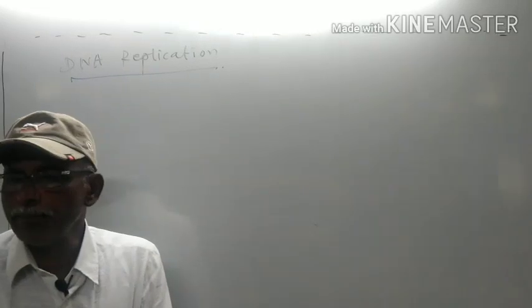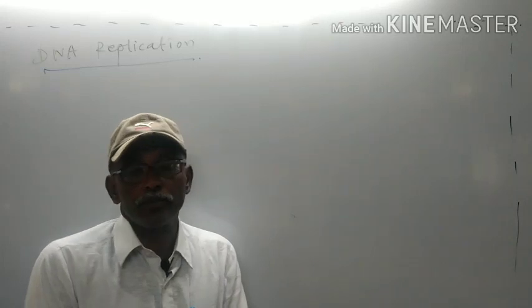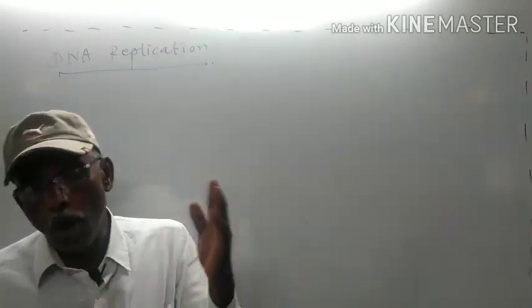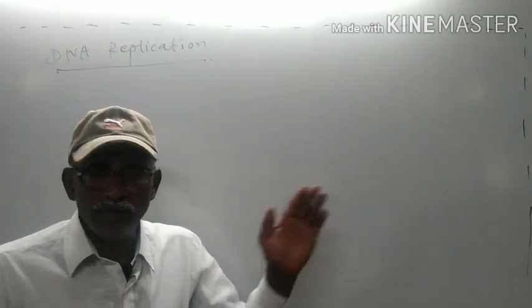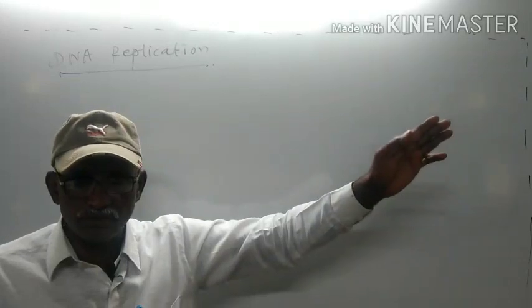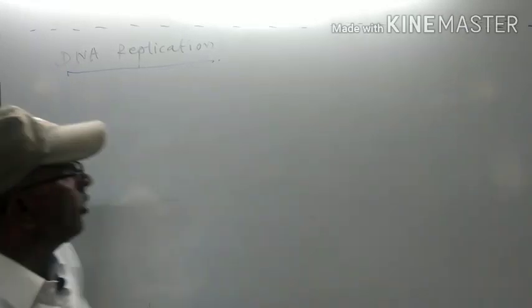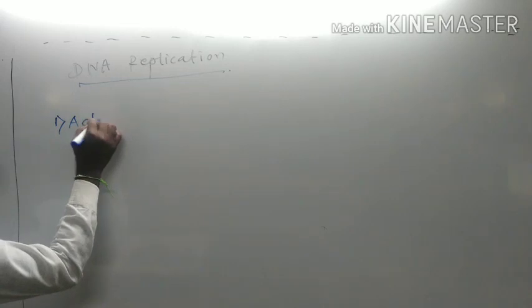Eukaryotic DNA replication. In a eukaryotic cell, DNA replication is a semi-conservative type of replication. How it is semi-conservative, I will tell you at the last, when we see the full process. There are 7 steps we have to see. Now, in DNA replication, the first step is activation of nucleotide.